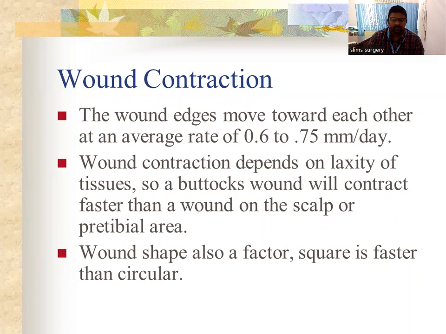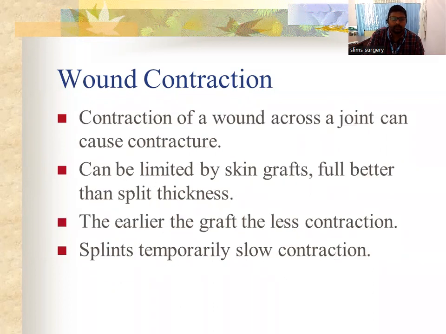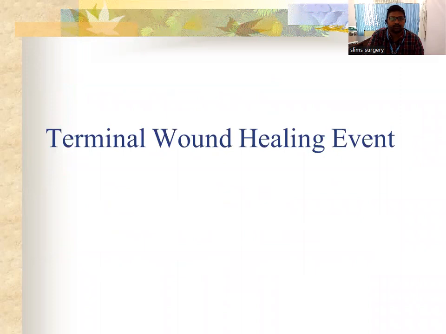Wound shape is also a factor: a square wound contracts faster than a circular one. Contraction of the wound across a joint can cause contracture. It can be limited by a skin graft, a split skin graft, not a full thickness graft. The earlier the graft, the lesser the contraction. Splints temporarily slow the contraction.